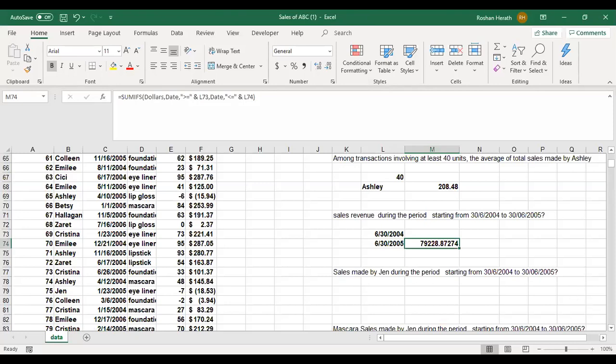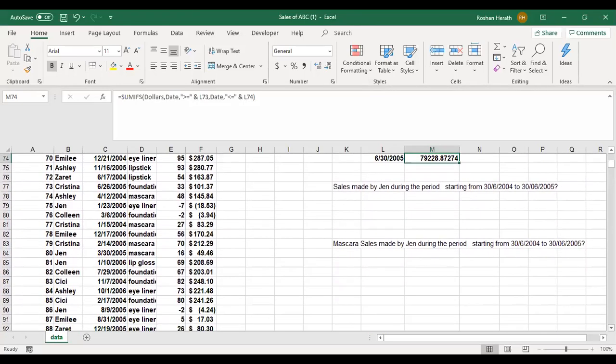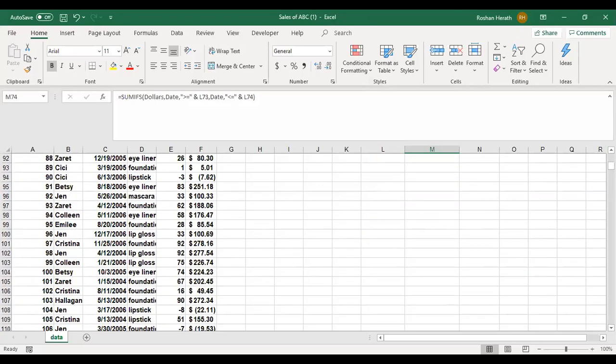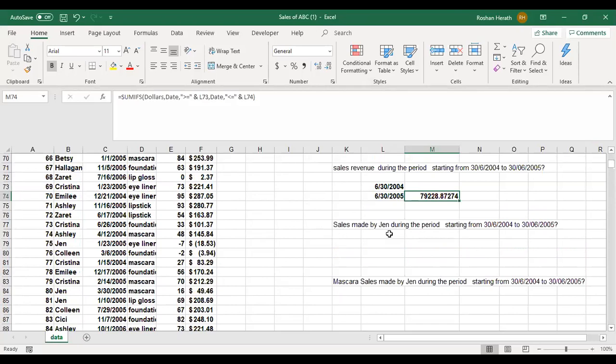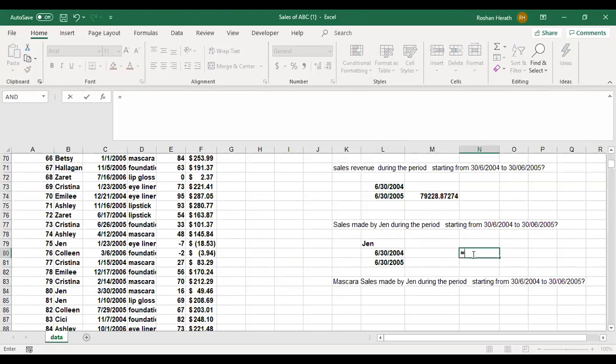Then it asks the next one, so there are 2 more questions to go. So it would take only 4 to 5 minutes, right? The sales made by Jen during the same period is given. So therefore I may copy those 2 conditions. Together with that, it has to be Jen. So you can copy paste that. 3 conditions are there. Again, you want to take the sales, total sales. So therefore you take the sum-ifs as usual.